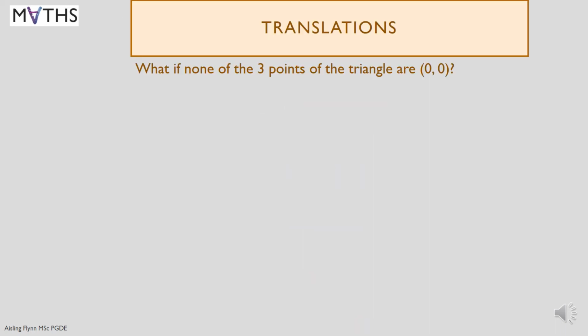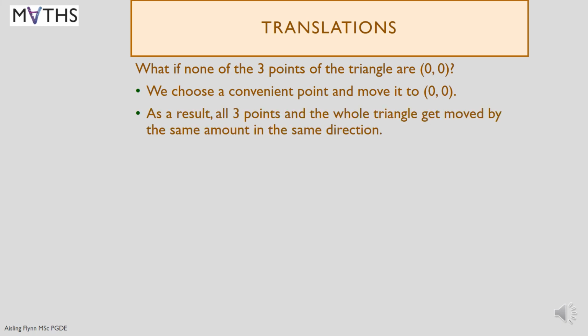Now, we move on to something called translations. The question that comes to mind from the previous slide is, what if none of the points of the triangle are at 0, 0? Then you can't use the formula. So what we do instead is we choose one of the corners, choose a convenient point, and we move it to 0, 0.